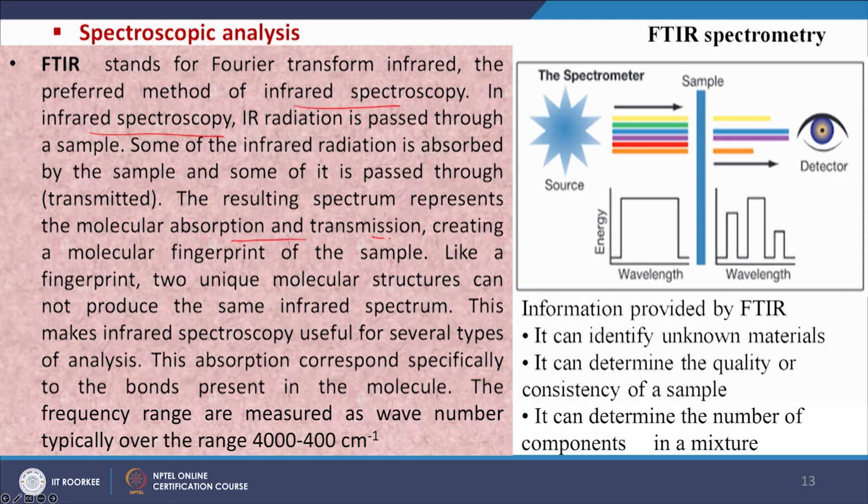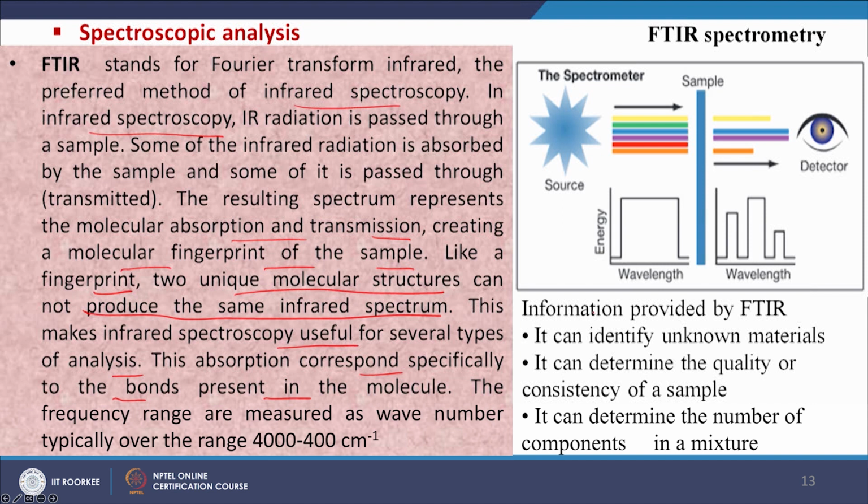So, the resulting spectrum represents the molecular absorptions and transmission, creating a molecular fingerprint of the sample. Like a fingerprint, two unique molecular structures cannot produce the same infrared spectrum. So, this makes infrared spectroscopy useful for several types of analysis. These absorptions correspond specifically to the bonds present in the molecule. The frequency range is measured as wave number, typically over the range 4000 to 400 centimeter inverse.